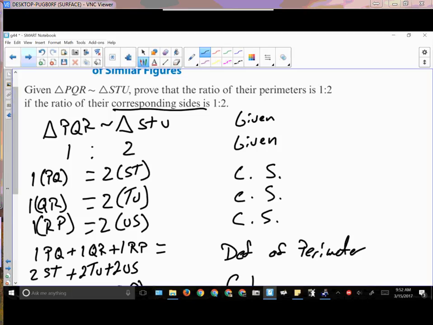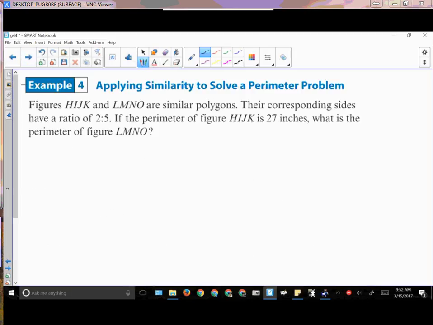So, let's try this. Say I want to solve this problem here. It says figures HIJK, LMNO are similar polygons. Their corresponding sides have a ratio of 2 to 5. If the perimeter of the figure HIJK is 27, what is the perimeter? Now, I could draw this out, but I don't have any sides to go together and put to each other, do I? So that could be helpful, but not necessarily.